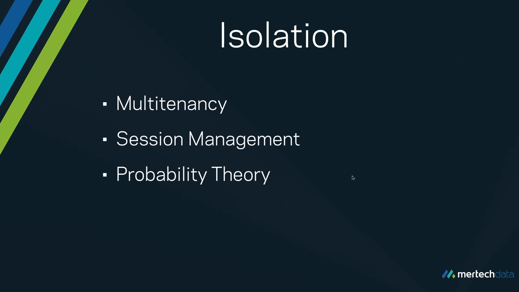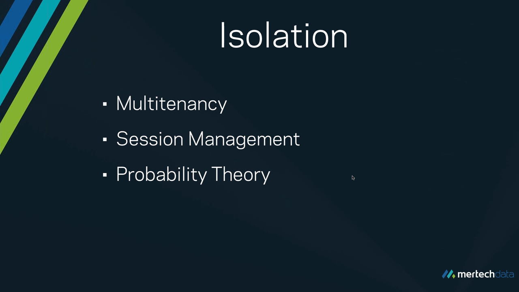So what tactic can we add on to encryption to improve the security of your API? Isolation is the primary method that we use to add protection into your application. Isolation can be broken down into 3 areas that we're going to consider: multi-tenancy, session management, and probability theory, which we're going to talk about at the end a little bit.